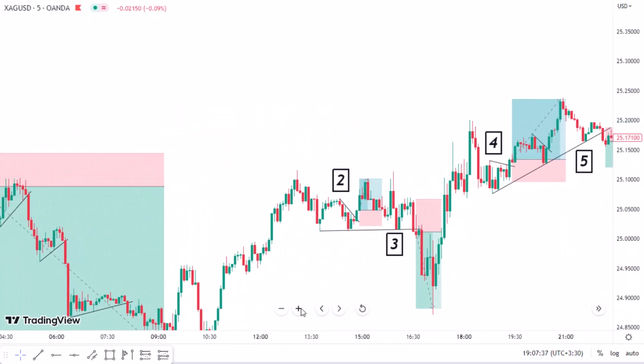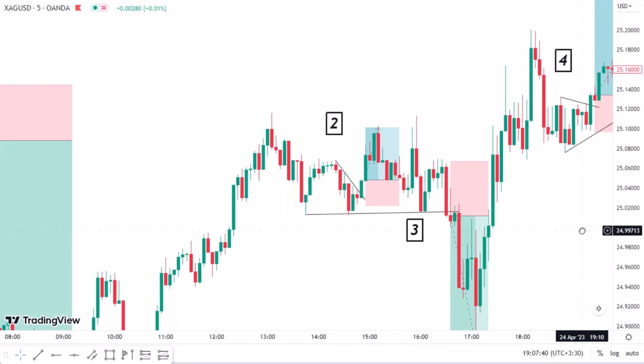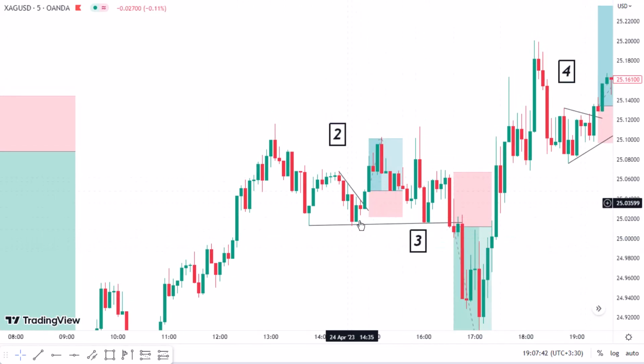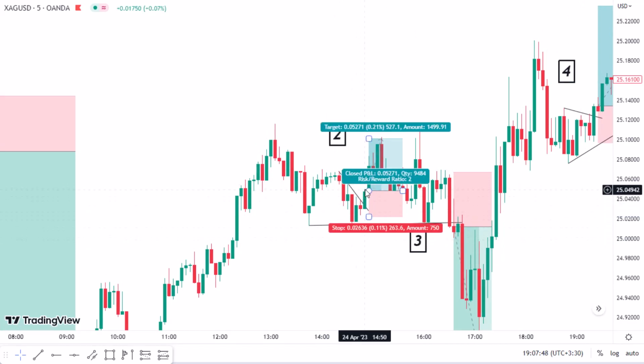On the second position, we did have this small trend line with 3 touches on that. 1, 2, 3 touches. It was broken here. We could risk here and enter a buy position, set our stop loss somewhere safe, and it gives us our risk to reward 2 on this candle here.